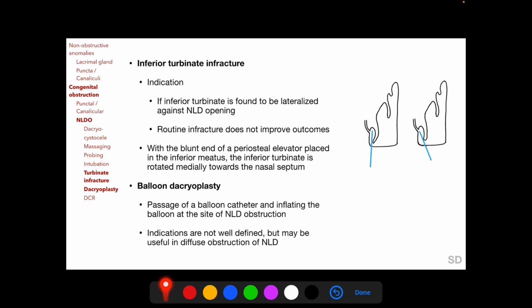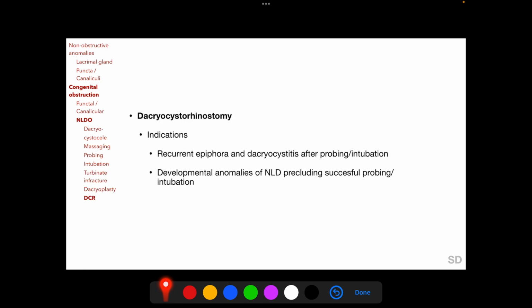Indications of balloon dacryoplasty are not well defined, but balloon dacryoplasty may be useful in diffuse obstruction of the nasolacrimal duct. Dacryocystorhinostomy or DCR is indicated in congenital nasolacrimal duct obstruction when there is recurrent epiphora and dacryocystitis after probing and intubation, or when there are developmental anomalies of the nasolacrimal duct precluding successful probing and intubation.